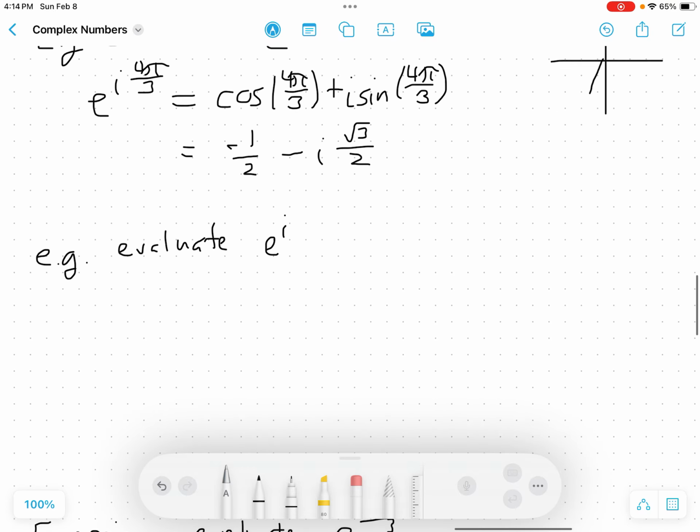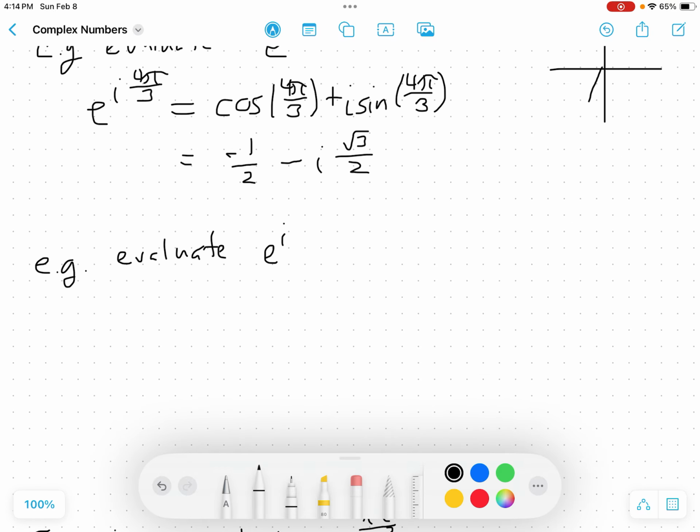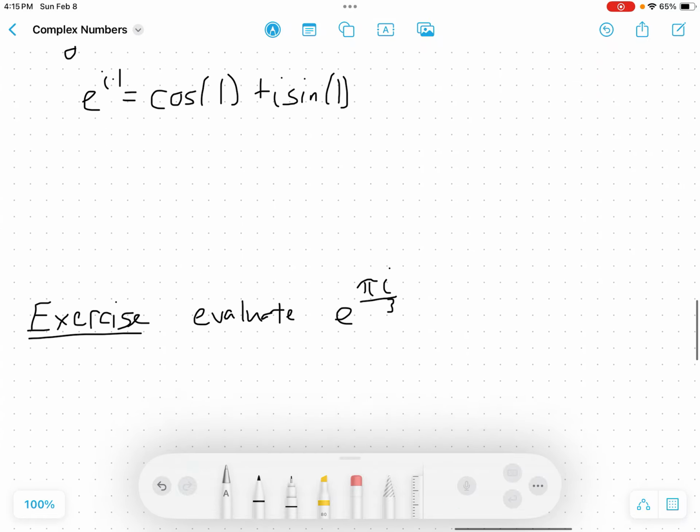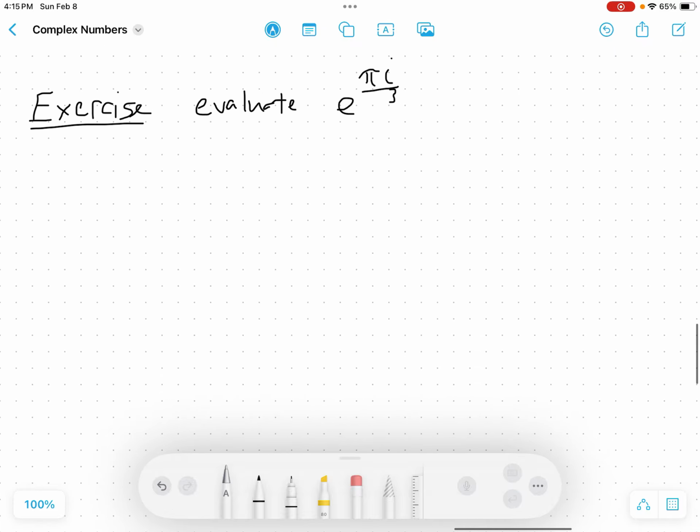How about something like e to the I? This seems like an obvious thing that we'd want to try to evaluate. Unfortunately, it doesn't look very nice. We end up with, this is the same thing as I times 1, so we would have cosine of 1 plus I sine of 1, not really knowing exactly what cosine of 1 and sine of 1 are. They certainly aren't nice numbers, but that is what that is. So for your exercise, I'd like you to evaluate e to the pi I over 3.